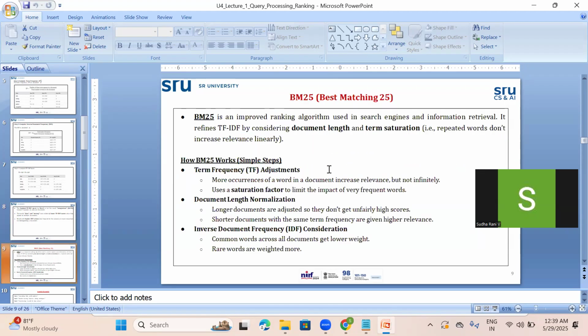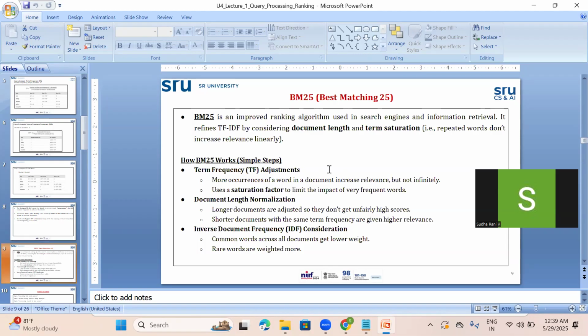Next one, BM25, best matching 25. BM25 is an improved ranking algorithm used in search engines and information retrieval. It refines TF-IDF by considering document length and term saturation. BM25 works in simple steps. Term frequency: more occurrences of a word in a document increase relevance, but not infinitely. It uses a saturation factor to limit the impact of very frequent words.